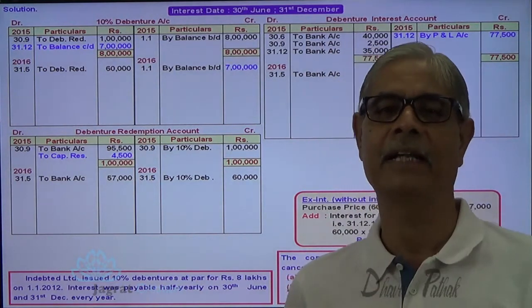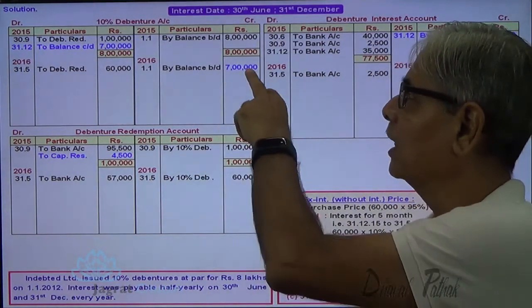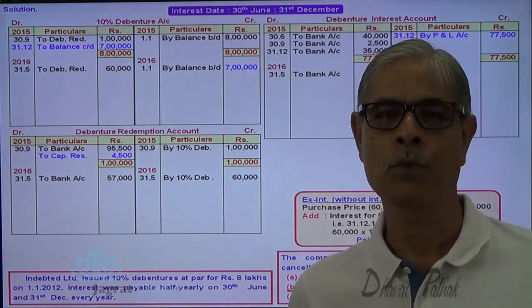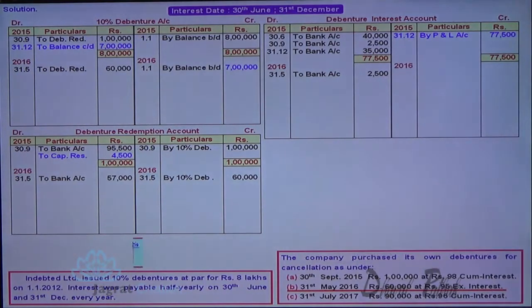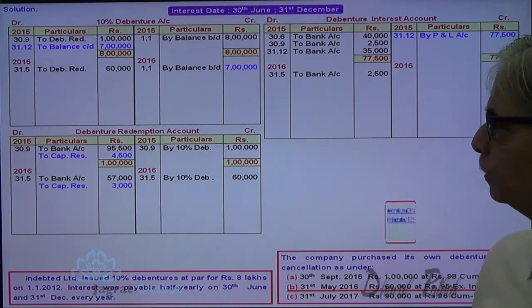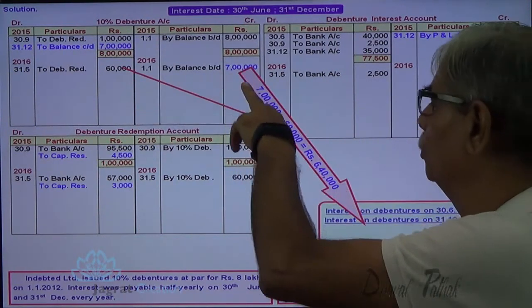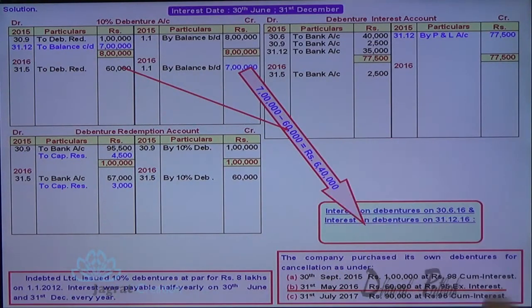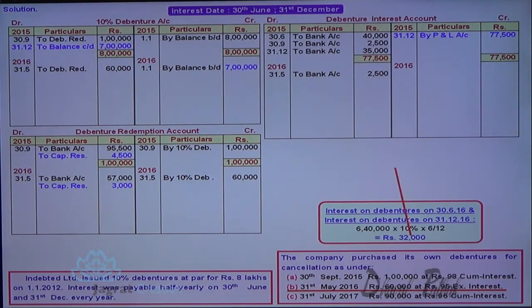Now on 30th June when the interest will be paid, interest will be paid not on the liability of 7 lakh, but 7 lakh minus 60,000, 6 lakh 40,000. On that, 6 months interest will be paid. So profit on cancellation 3,000 is transferred to capital reserve. As I told you, interest is payable on 6 lakh 40,000. That is to be paid on 30th June 2016 as well as 31st of December 2016 because there are no other transactions. So 6 lakh 40,000 into 10% into 6 by 12, 32,000. Debenture interest account debit to bank account on 30th June, and the same entry will be recorded on 31st of December.